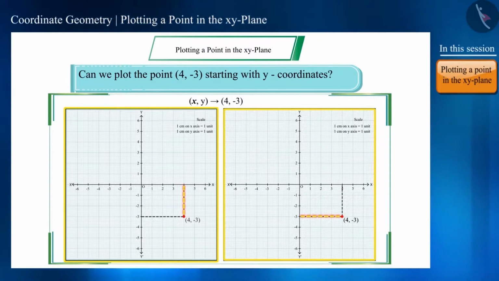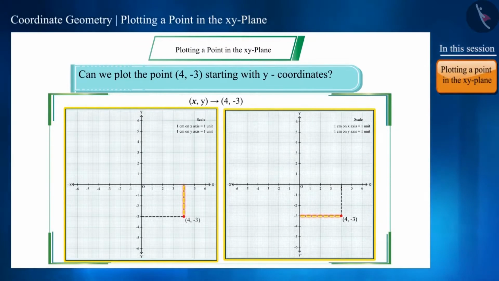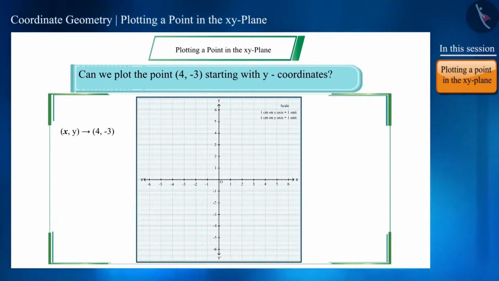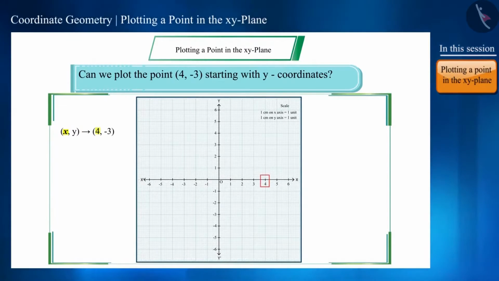Friends, thus you can plot a point by starting from any coordinate point. Apart from these, you can find the points using another method too. Here we will draw a line parallel to the y-axis from the x-coordinate, that is 4, and likewise draw a line parallel to the x-axis from the y-coordinate, that is -3. These lines intersect at a point, and that is the expected point 4, -3.